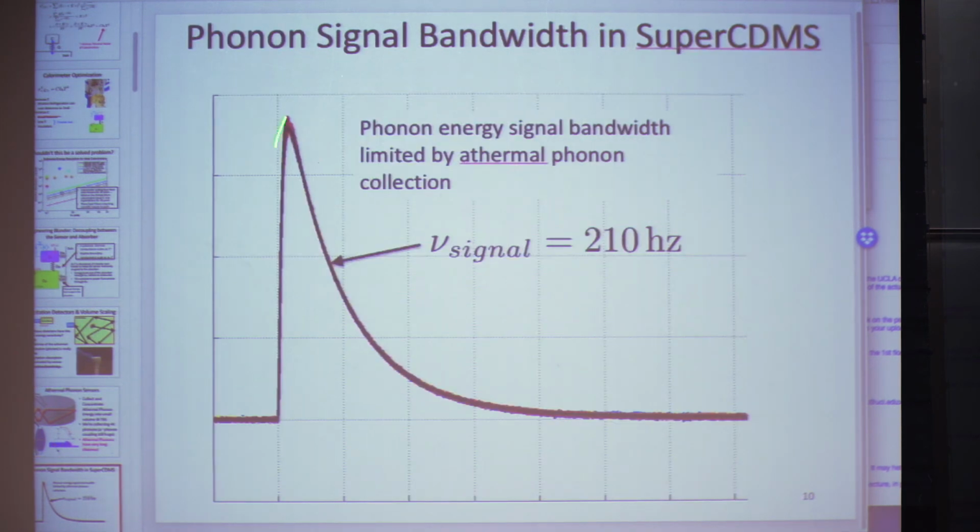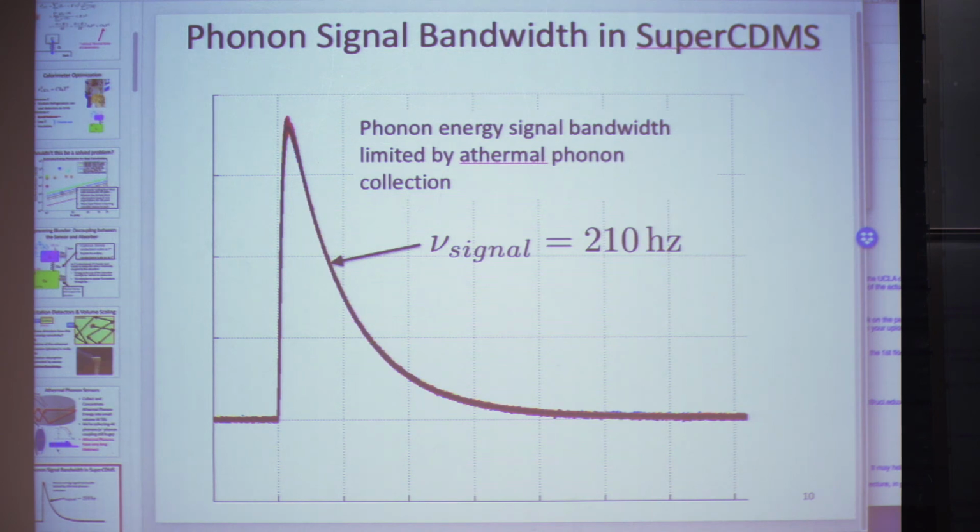So let's look at some signals here. So here is the phonon signal in a giant SuperCDMS prototype detector. So think 100 millimeters big, 1 inch thick, 25 millimeters thick. And the signal here has a fall time. And its fall time is 210 hertz, or 750 microseconds. And I'm giving these numbers just because they are going to be important in a second.